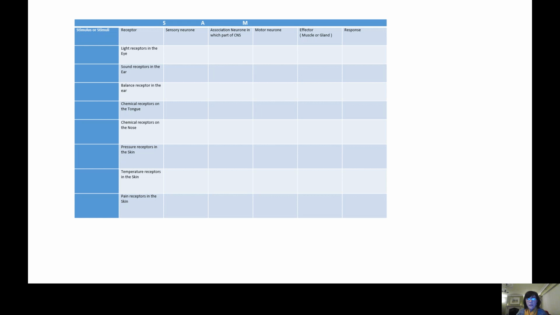Response, you jump. Now, guys, for all of these, at the end of it, you'll be sitting thinking, is she cheating? No. Every one of these will say sensory neuron. Every one of these will say an association neuron either in your brain or in your spinal cord. And every one of these will say motor neuron. So sensory neuron here, motor neuron there, association neuron there. And it spells this word, SAM, S-A-M. Sensory neuron, association neuron, motor neuron.